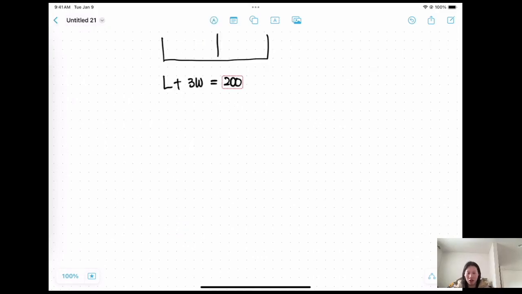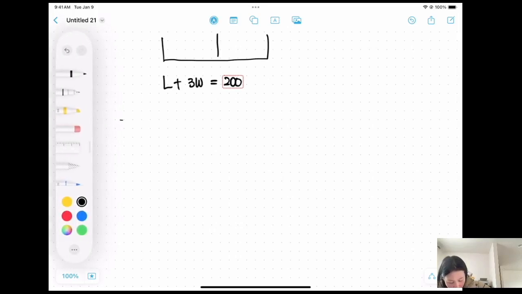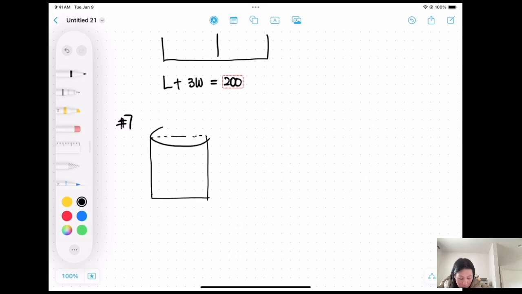Hello, now let's talk about number 7. Number 7 is: determine the dimensions of the least expensive cylindrical can which will hold 100 cubic inches if the materials cost 2 cents, 5 cents, and 3 cents respectively for the top, bottom, and side. Again, when it comes to a question like that, it's better for you to draw a graph so you can visualize the problem.